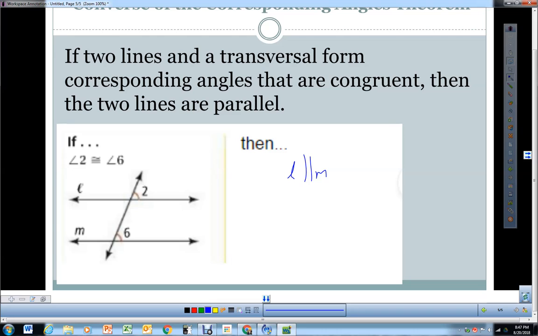So before, in our last lesson, we said if two lines are parallel, then their corresponding angles are congruent. So this is saying if we have corresponding angles that are congruent, then our lines are parallel. So we just reversed it.